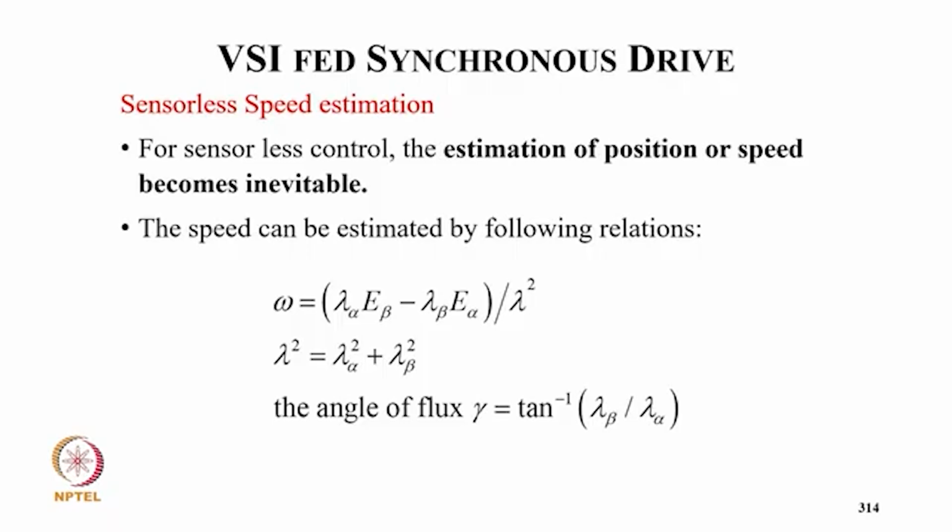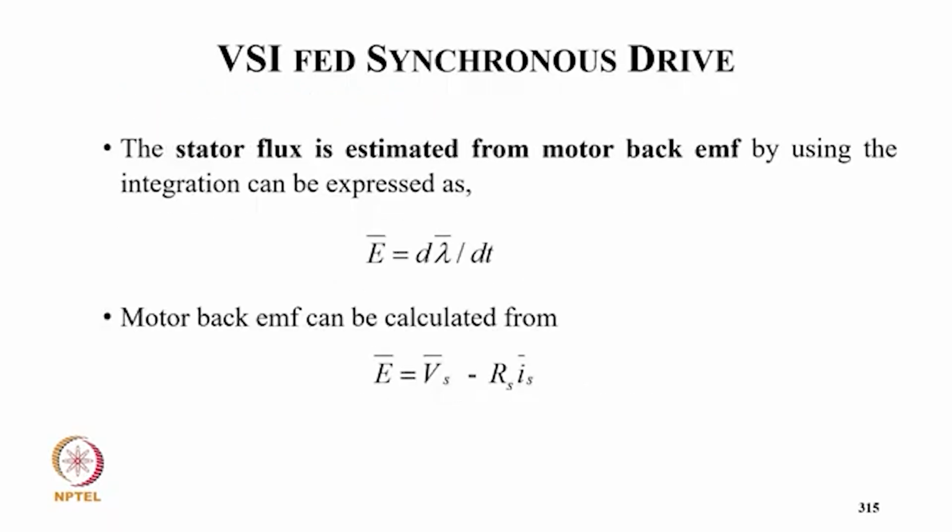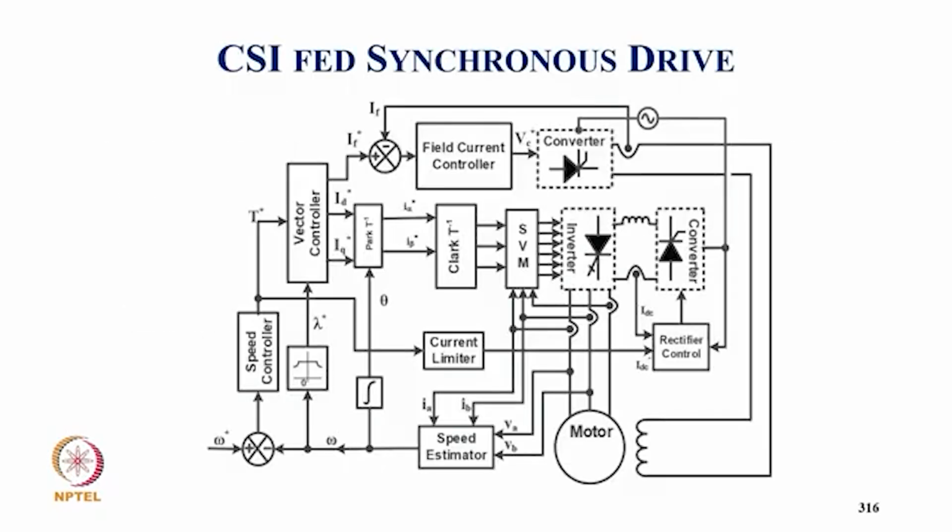The speed can be estimated by the following relation: omega equal to in bracket lambda E beta minus lambda beta E alpha divided by lambda square, where lambda square equal to lambda alpha square plus lambda beta square. The angular flux angle is tan inverse lambda beta upon lambda alpha, and the stator flux is estimated from motor back EMF by using integration: lambda equal to integral of E dt, and motor back EMF can be written as Vs minus RS IS.